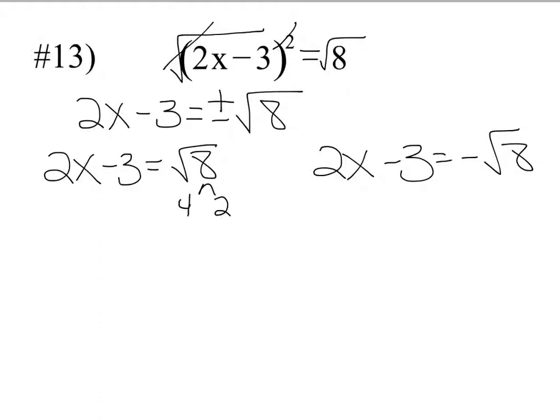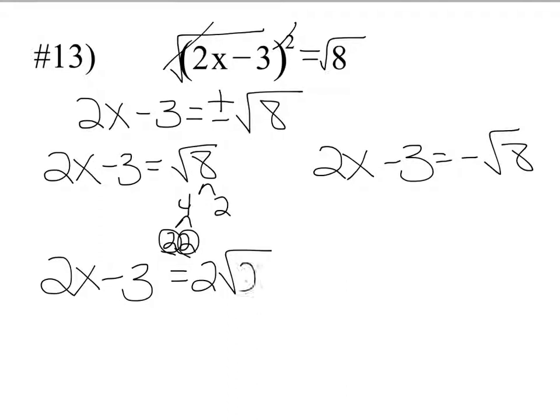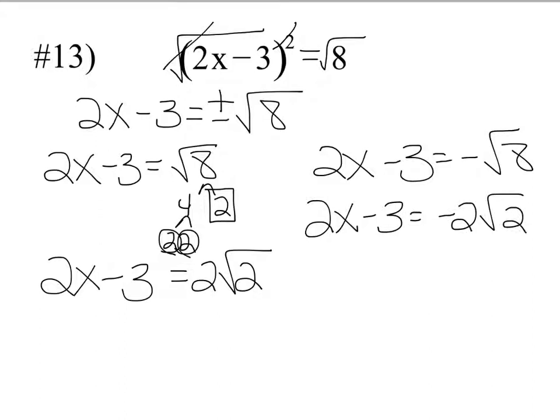Now let's see if 8 can be simplified. 8 is 4 and 2, and 4 is 2 and 2. So yeah, it can be simplified. 2x minus 3 is equal to, I'm going to pull a 2 out front and leave a 2 inside. So then it'll be the same thing over here. 2x minus 3 is equal to negative 2 square root of 2.